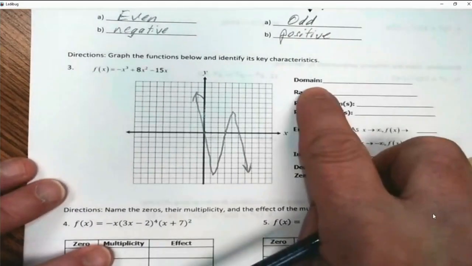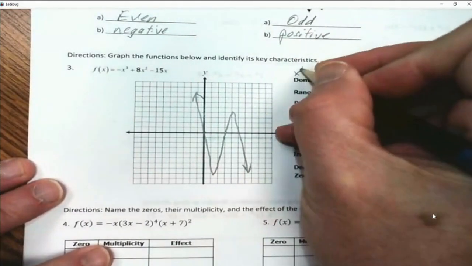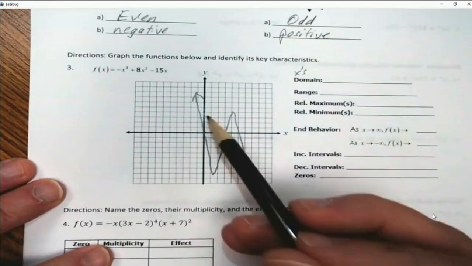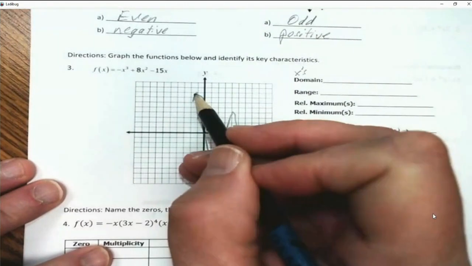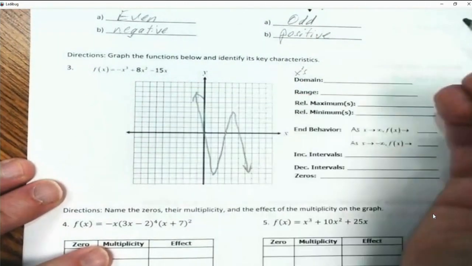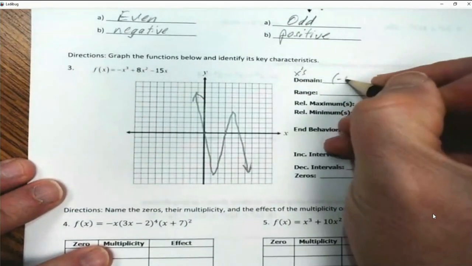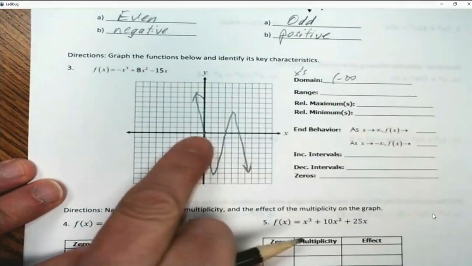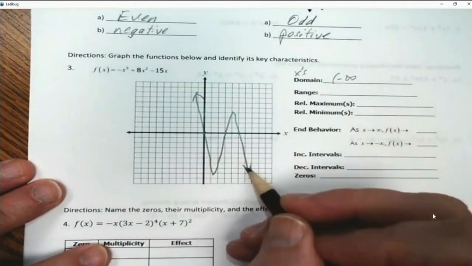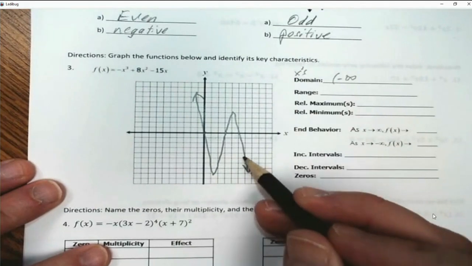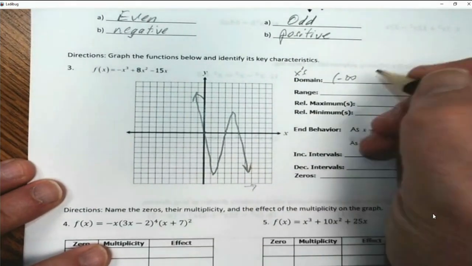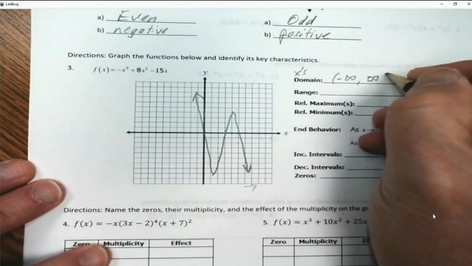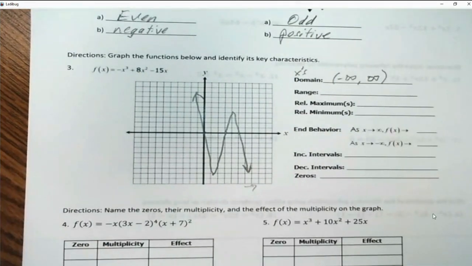So the domain are the x's, right? Well, what's the lowest x on this graph? Well, it goes forever. This goes to infinity, and it keeps going left. So the domain will go all the way to negative infinity. The largest x for this, well, that's continuing. While it's going down, it's also going to the right forever. So it goes negative infinity to infinity. So this is an easy one as far as that goes.